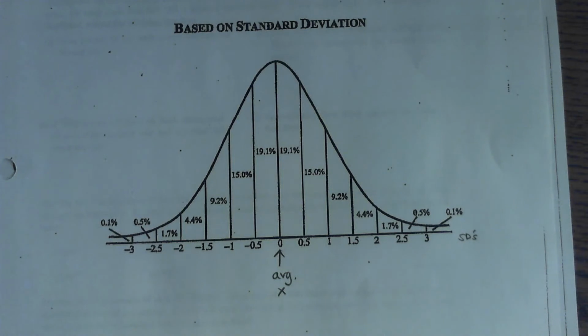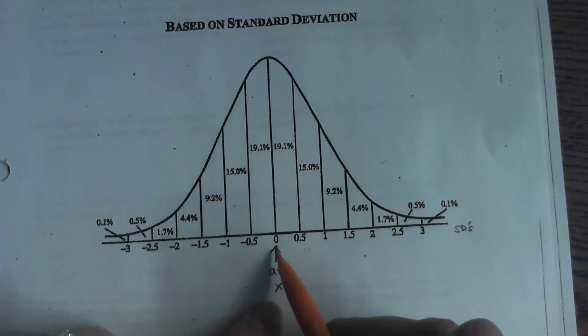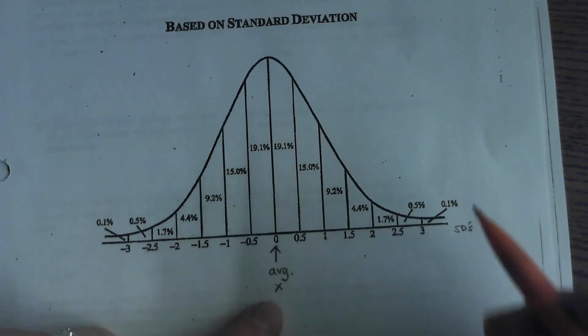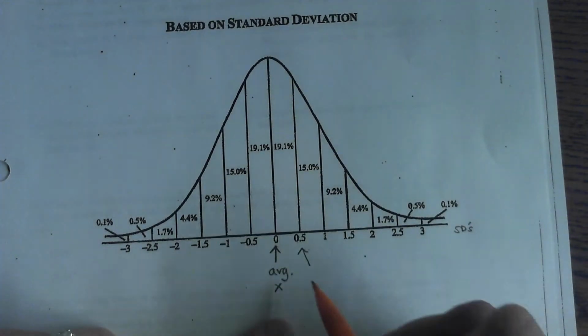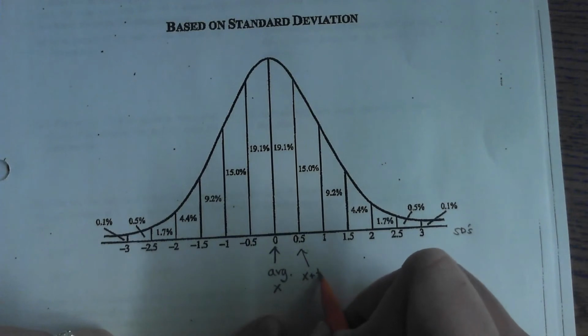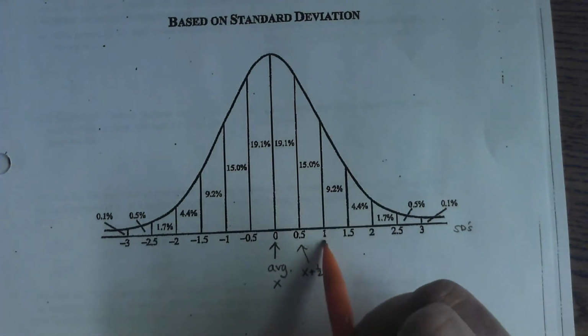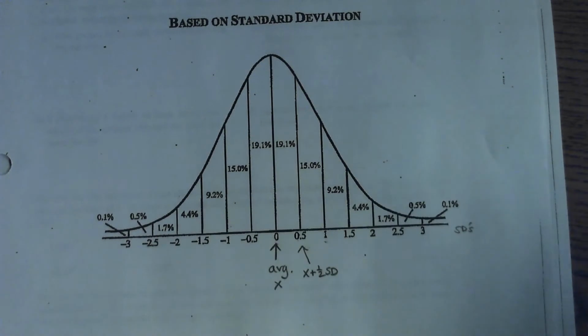But sometimes they'll label it with the actual average. So if this was labeled like 80%, like the average test score, this number would be whatever that average is plus a half of a standard deviation. And this would be the average plus 1 standard deviation, and that's how they would label the numbers on the bottom. Okay?